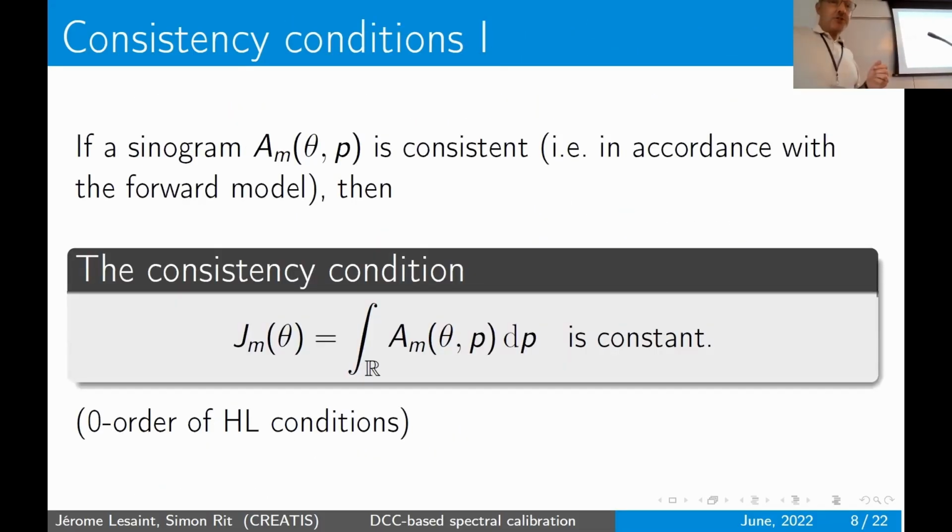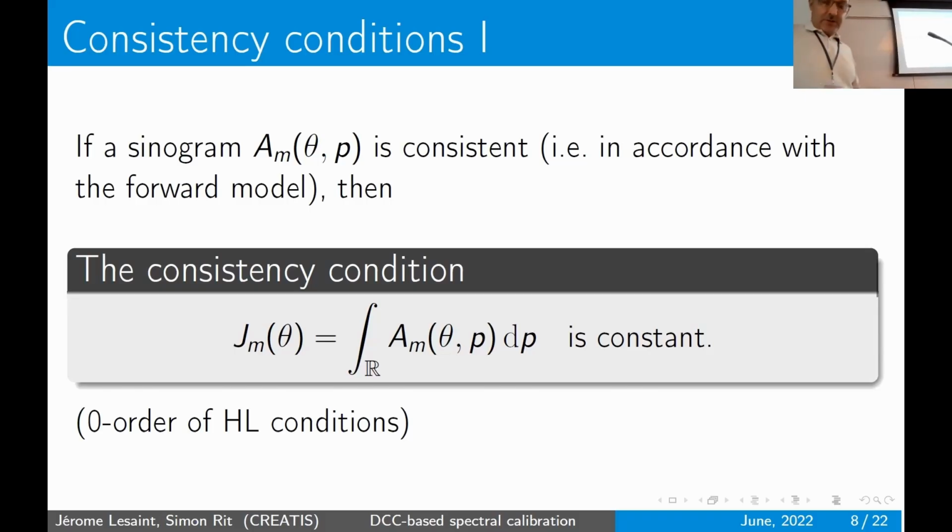The consistency condition we use here, since we are in a 2D parallel geometry, is simply the Helgason-Ludwig consistency condition at order 0. It says that if a sinogram AM is consistent, then the integral of one projection is independent of the projection angle. If you take this function j of theta, theta being the projection angle, and compute the integral of each projection, this function is a constant function.